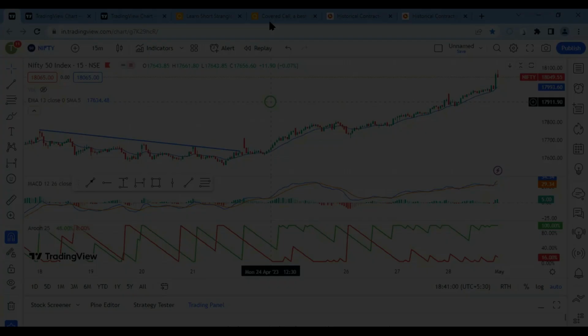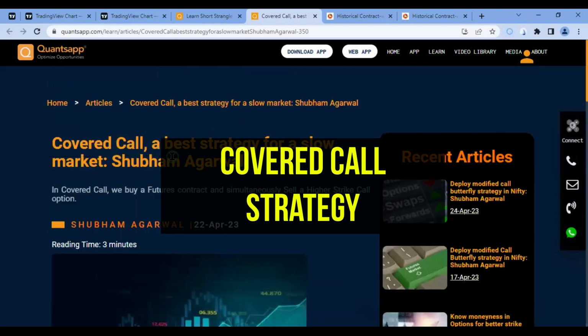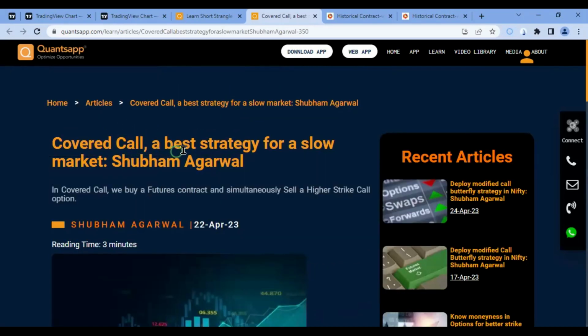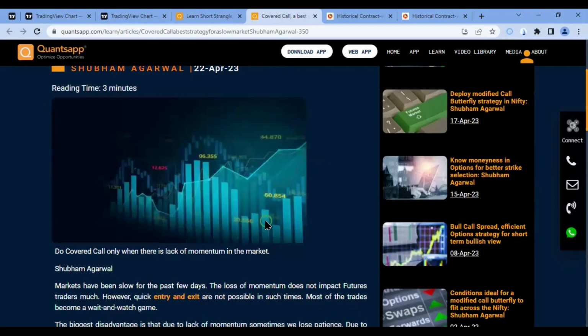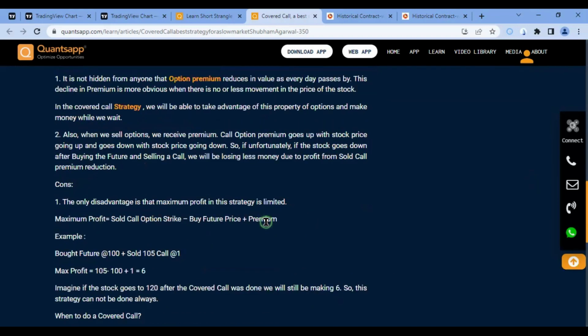And here you can adopt the strategy called covered call. Covered call is another strategy for slow-moving markets. Whether it's going slow up or slow down, depending on that, you have to design the strategy. So in a covered call, what you do is you buy a future contract and sell out of the money options.